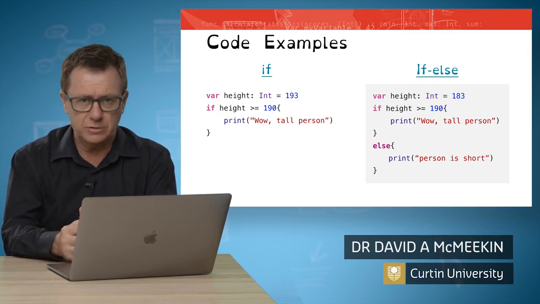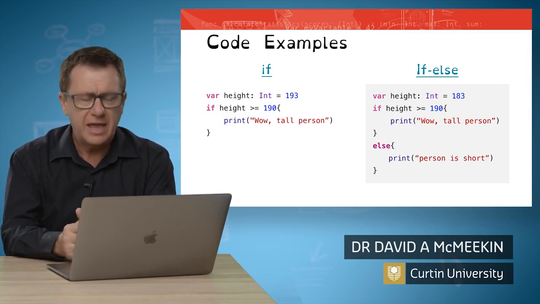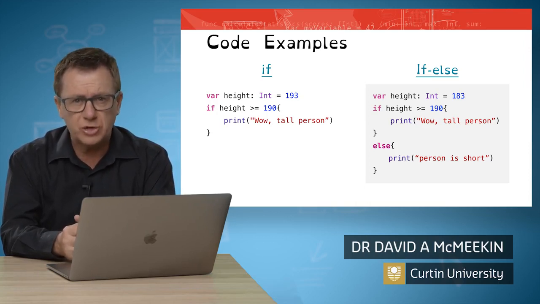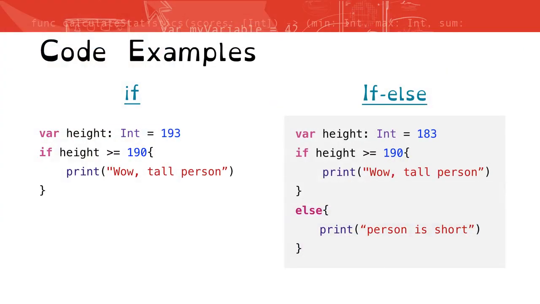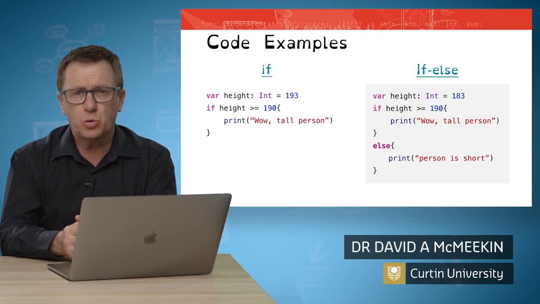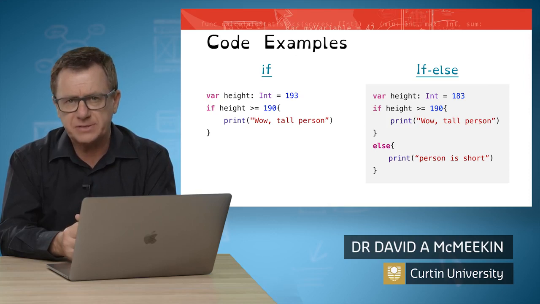Our second piece of code, we have a variable called height. It has a value, and we now check that variable. Is it greater than or equal to 190? Given that the variable has a value of 183, it is false, and therefore the else statement, "person is short," will execute. So those are two of the decision-making processes we use within Swift, if and the if-else statements.